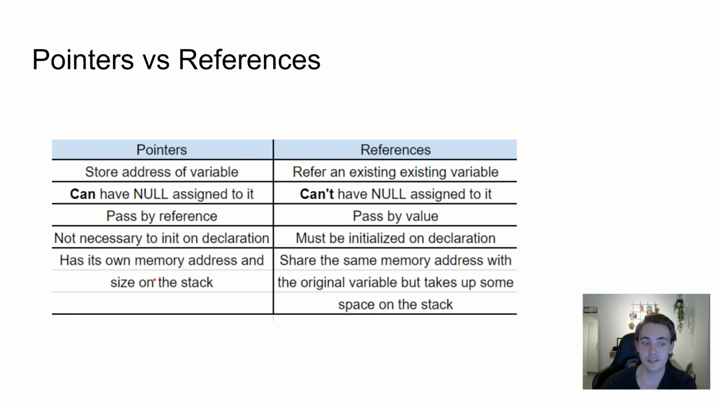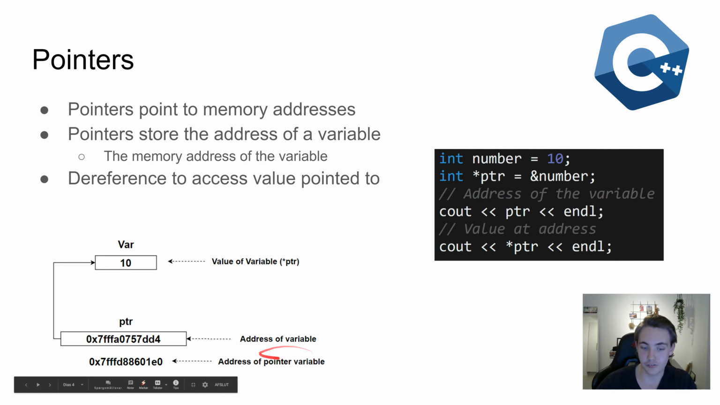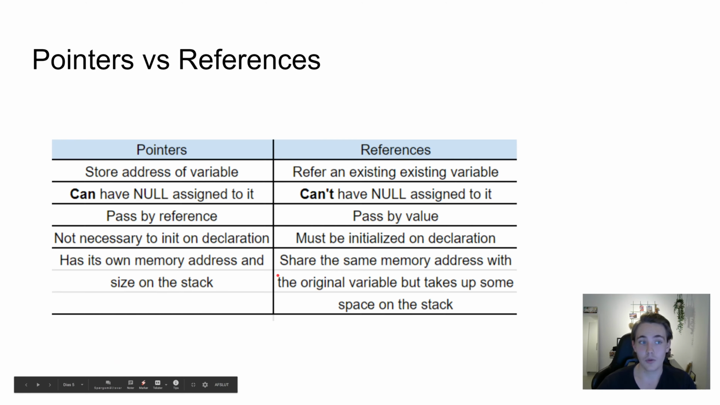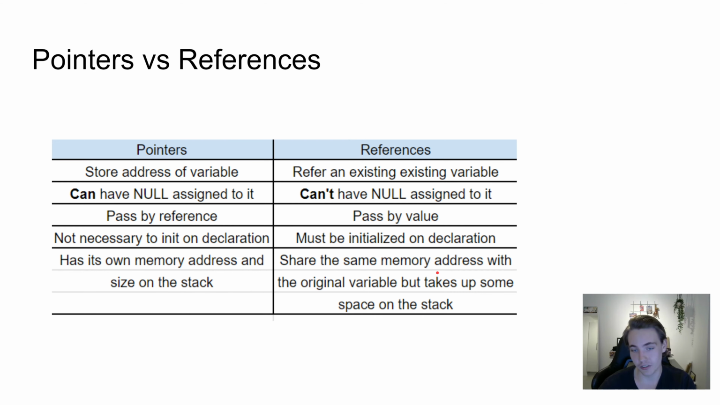Also, pointers have their own memory address and their own size on the stack, whereas references share the same memory address as the original variable. As we saw in the sample here, there will be both an address of the pointer variable and an address of the variable, whereas references have the same memory address. So we can take the reference to that address and it will give the same memory address here. But the pointer also takes up some space on the stack.